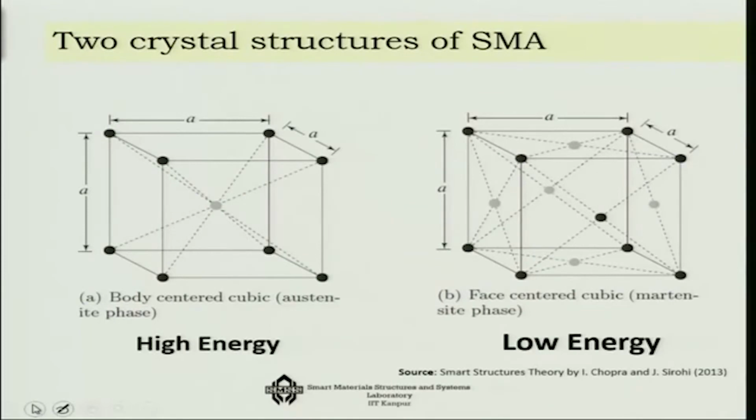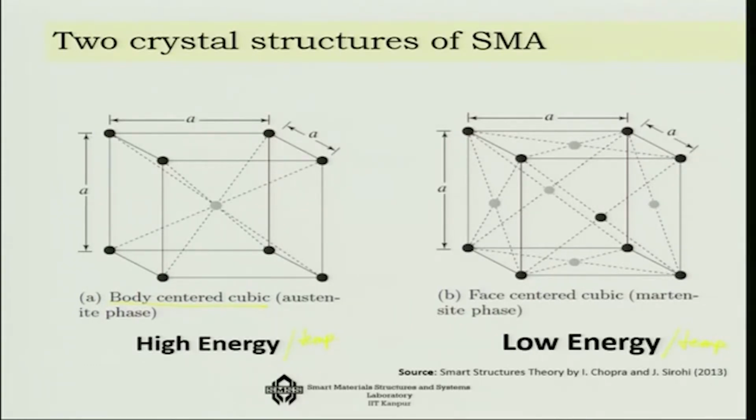Now, from the crystal structure point of view, there are two crystal structures in SMA. One is the high energy or high temperature form and another is the low energy or low temperature form. At high energy, the form that we encounter is called a body centered cubic structure, the austenite phase.